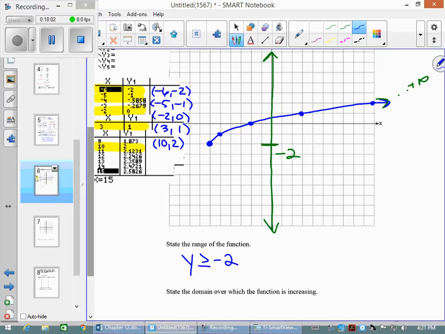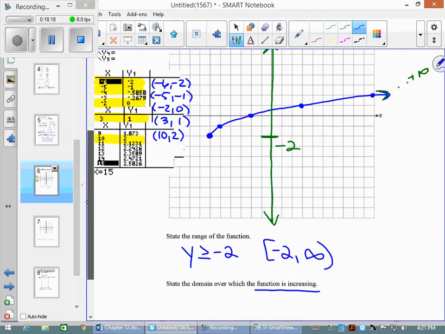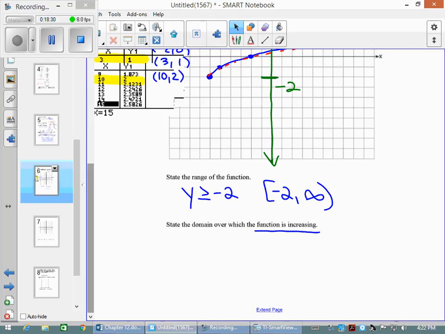Infinity is always in the parenthesis around that. Second part says state the domain, but not just the full domain. They just want the domain over which the function is increasing. So the domain in which I am increasing, well, if you look at this graph from left to right, you are increasing the whole time. This is all in an increasing direction. So we just have to remember that when I write x is greater than -6, because I'm talking about increasing, I can't include the -6, because at -6, my graph isn't increasing or decreasing, it's just constant.